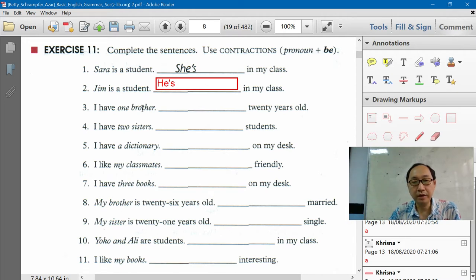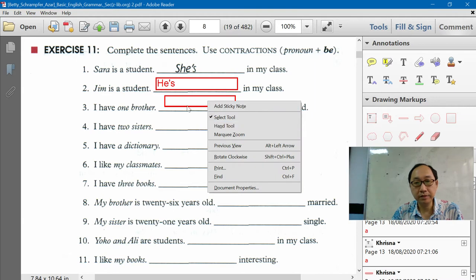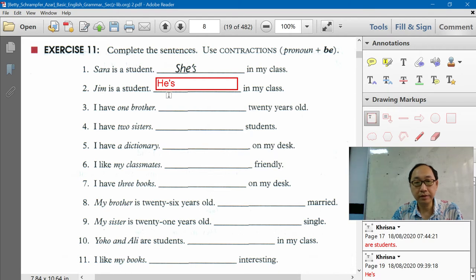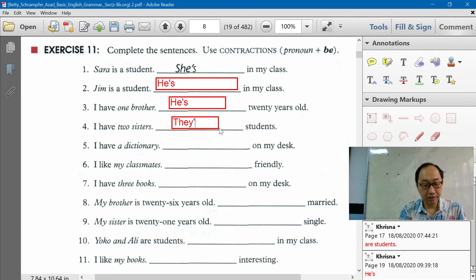And I have one brother. Brother is a male. And he is... I think I made a mistake. I should change this. There we go. Yes, he's 20 years old. I have two sisters, and then they are students. Apostrophe, they apostrophe R-E.